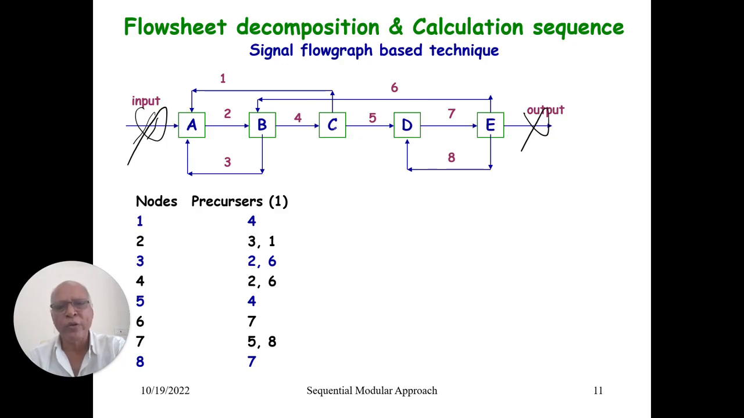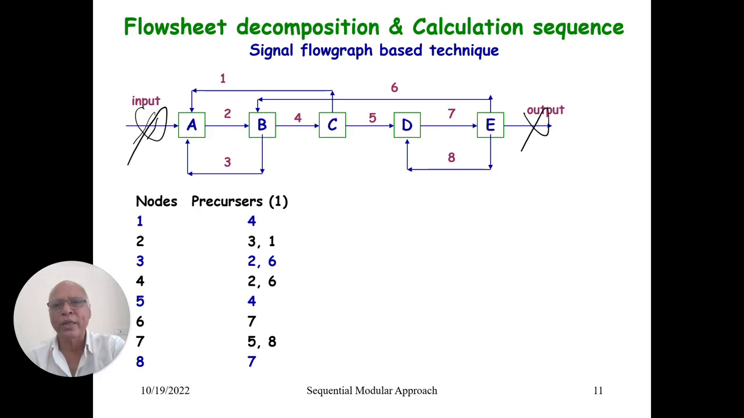But when will you be able to solve unit C? Only when you know 4. So the precursor for stream 1 happens to be 4. Without knowing stream 4, we will not be in a position to calculate 1. Similarly, you take this possibility.